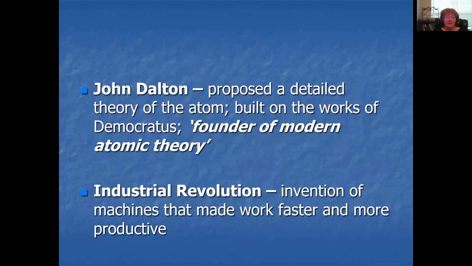Okay? And we said this was also the time of the Industrial Revolution. This is where we started to make inventions that made life easier for us. Things made work faster, made it easier, made it more productive. We could get more things out of it. So a really great time when we started using our brains now, right, to make things that are actually helpful to us.